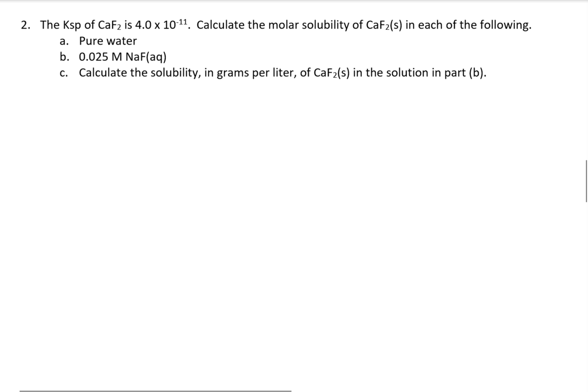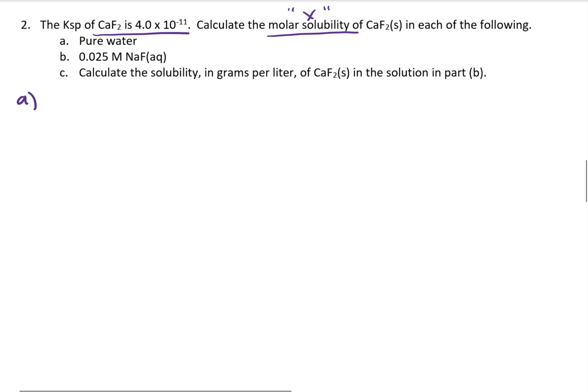Okay, problem number 2, we have the Ksp value of calcium fluoride. It's 4.0 times 10 to the negative 11. Again, very small Ksp value. That means this is heavily reactant favored, heavily favors the side with the solid precipitate. They're asking us to calculate the molar solubility of calcium fluoride in each of the following. So again, we are solving for X from one of our ICE charts.